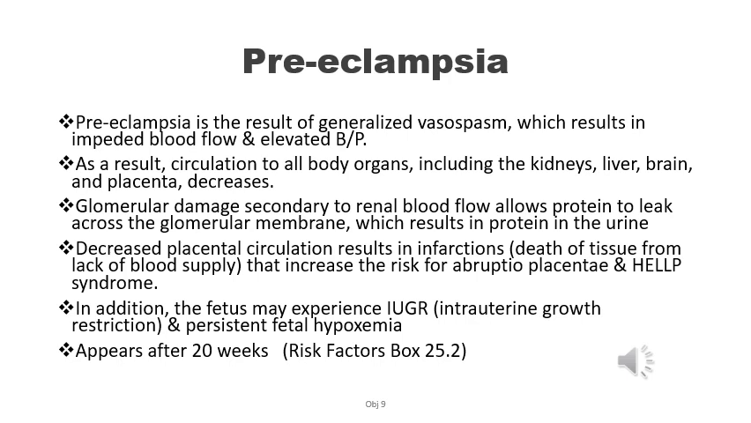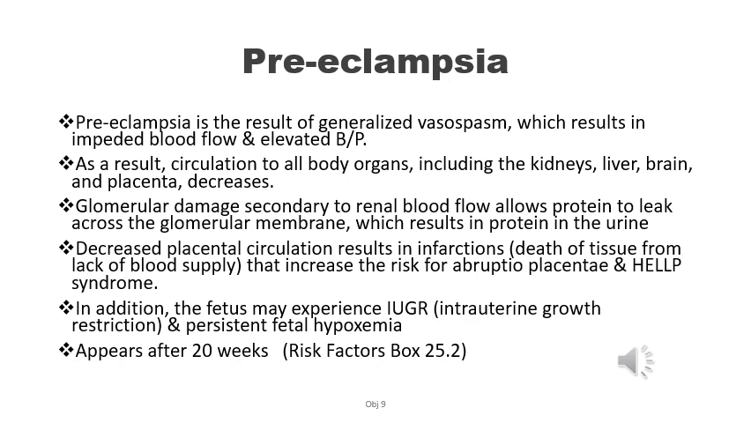Alright, so we're going to discuss preeclampsia. Preeclampsia is the result of generalized vasospasm, which results in impeded blood flow and elevated blood pressure. As a result, circulation to all body organs, including the kidneys, liver, brain, and placenta, decreases. Glomerular damage secondary to renal blood flow allows protein to leak across the glomerular membrane, which results in protein in the urine.